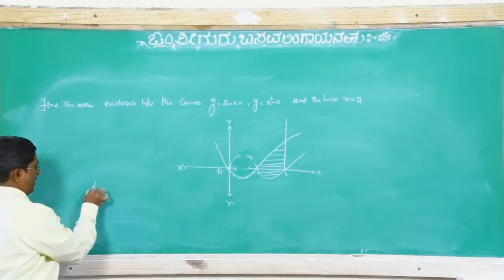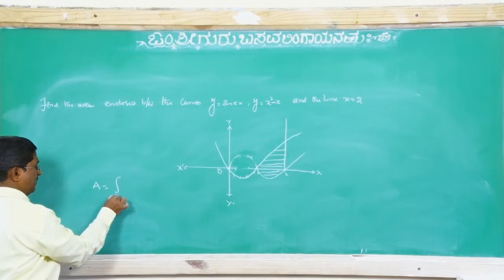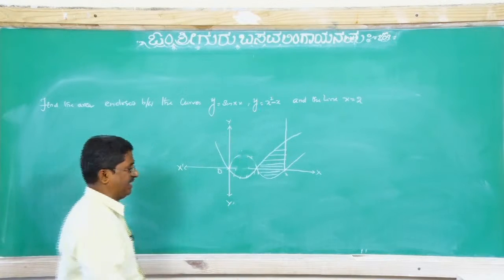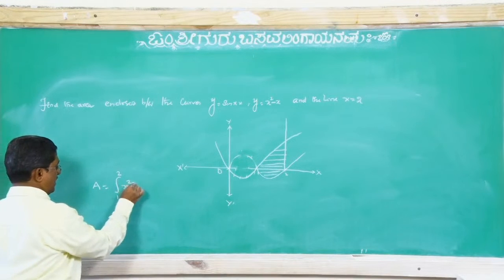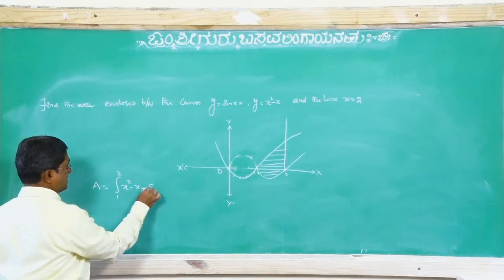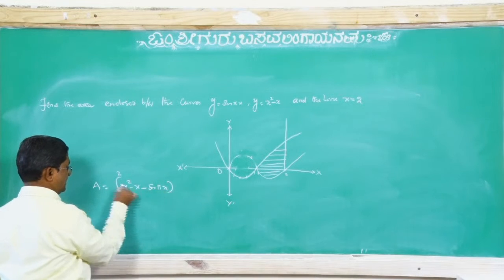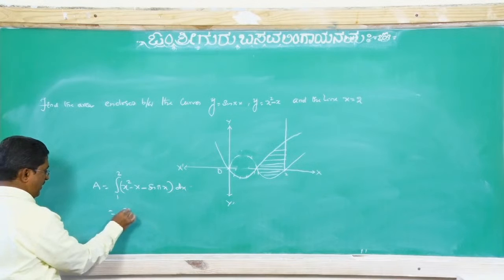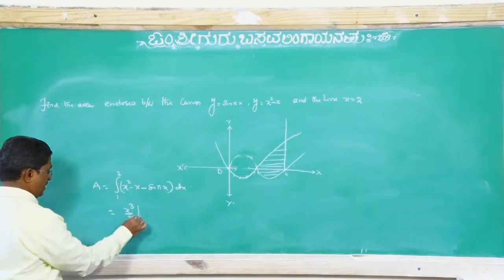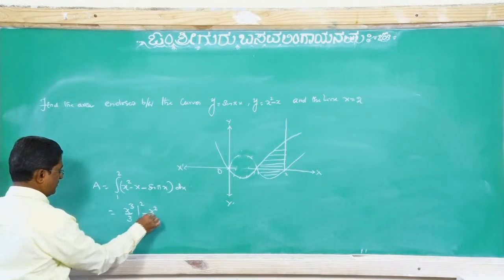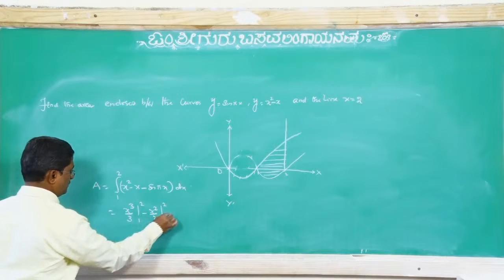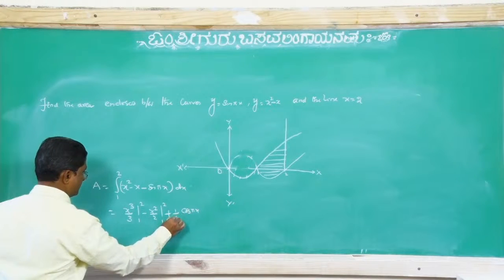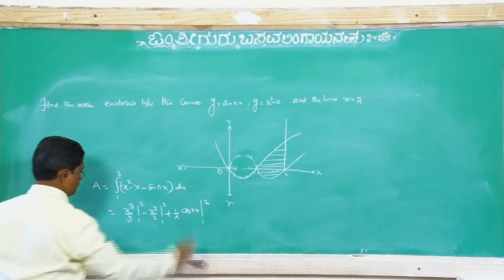Now the required area is the region bounded over the interval 1 to 2. In this interval, the upper curve is x square minus x and the lower curve is sin of pi x, dx. Just integrate and we get the required solution. X square integration is x cube by 3 over the interval 1 to 2, minus x square by 2, 1 to 2, plus cos pi x divided by pi over the interval 1 to 2.